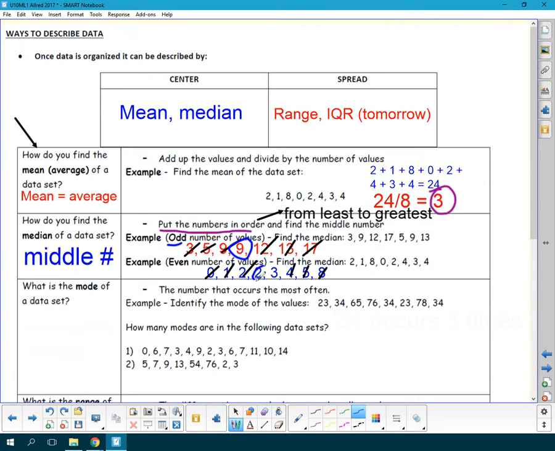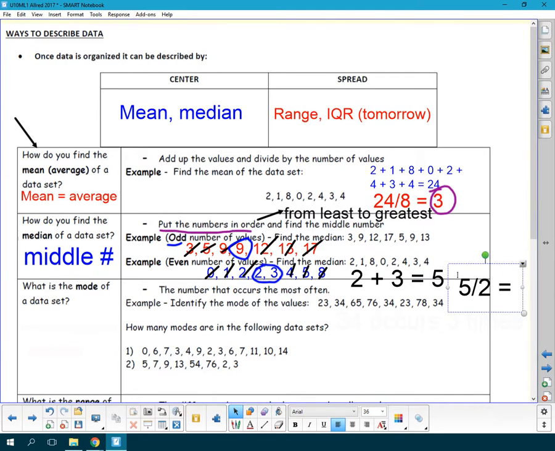When that happens, I need to find the average of those 2 numbers. So I'm going to do 2 plus 3 and get 5. And then I'm going to take 5 and divide it by 2, and I'm going to get 2.5 as the median for my data set, because I had to average those 2 numbers together to find the median of the data set.